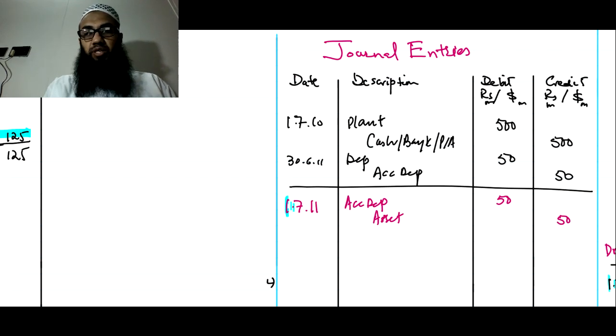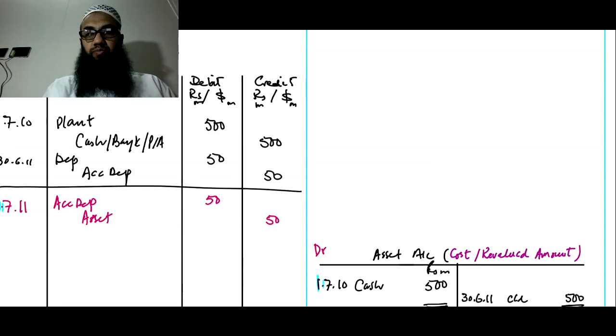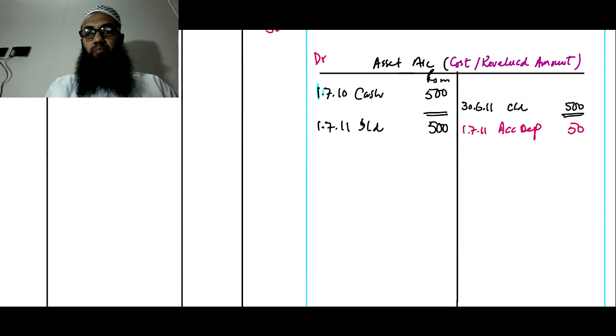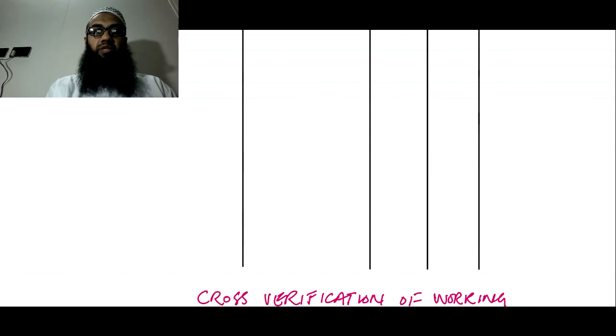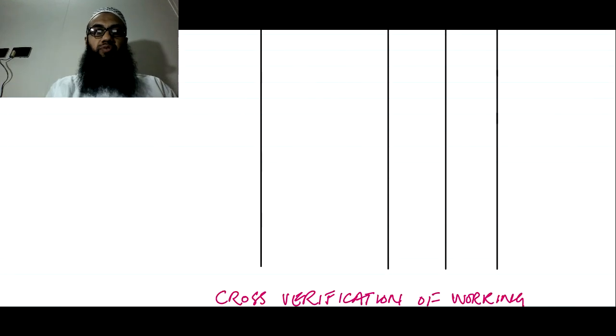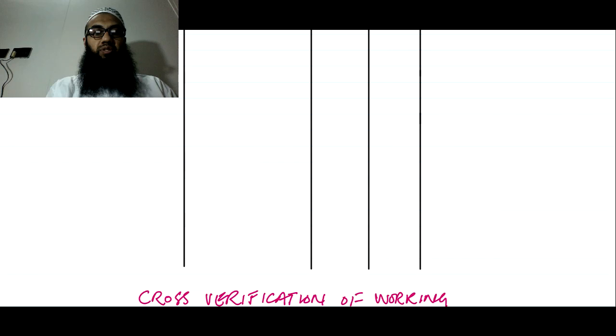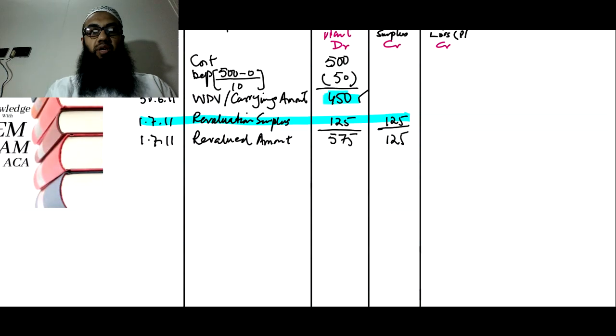इसको करने का फायदा क्या होगा? हमारा asset account अब 500 minus 50 is equal to 450 पर पहुंच चुका हुआ है, जो कि हमने working के अंदर लेकर आए थे कि 30 जून या 1 जुलाई को balance कितना है? 450. पिछले साल का closing, इस साल का opening. So we reached at 450.